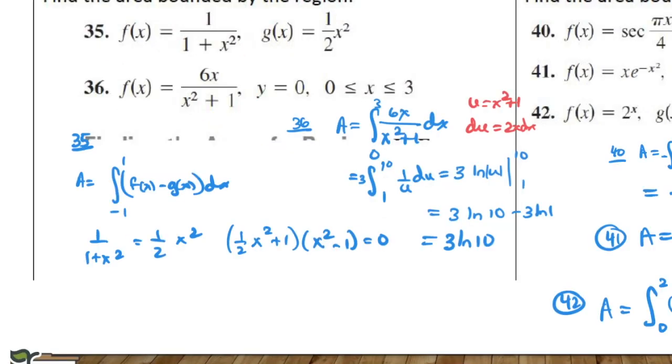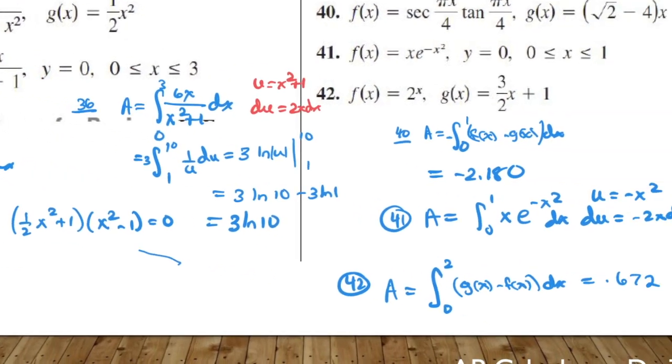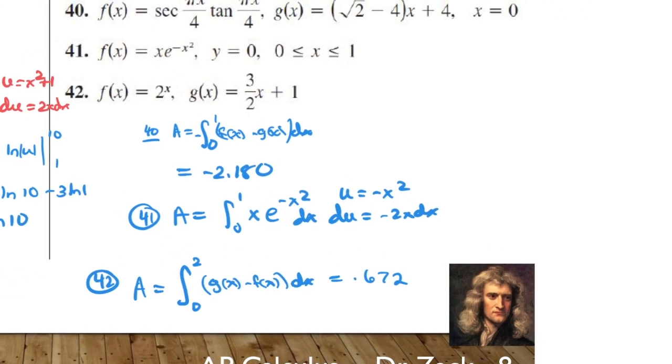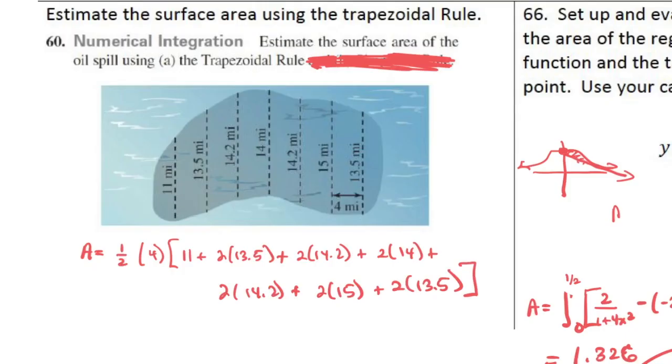As you give 35 and 36 a chance, remember number 36 is going to integrate using u sub, and eventually you will have a natural log. Question 40, be certain to figure out which function is on top. 41, same problem. Actually, no, this one's a u sub problem. And for 42, you know that 3 halves x plus 1 is on top. So top minus bottom, you can integrate using your calculator once again.